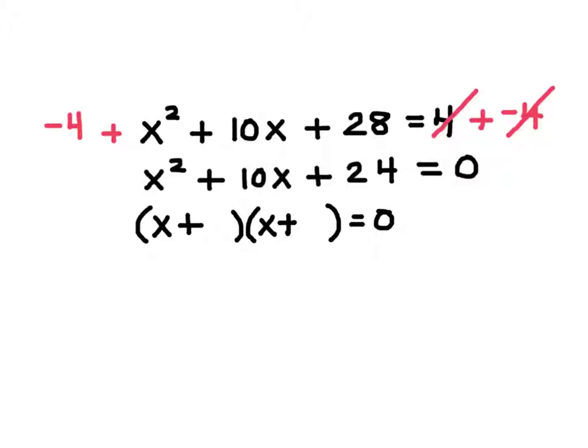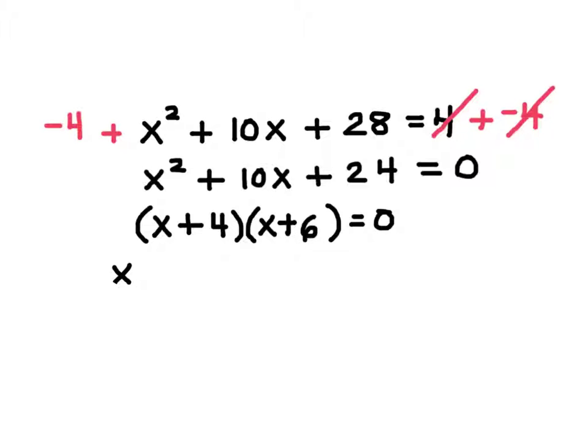And if you work this out, you'd find the numbers are 4 and 6, because 4 plus 6 is equal to 10, and 4 times 6 is 24. Now we can use the zero product property. If the product of x plus 4 times x plus 6 is 0, then either x plus 4 equals 0 or x plus 6 equals 0.